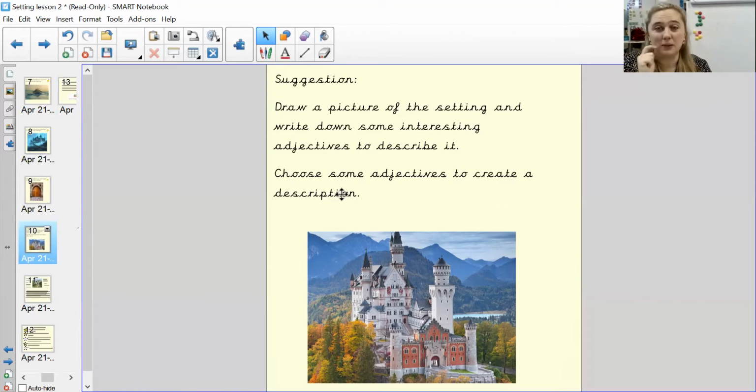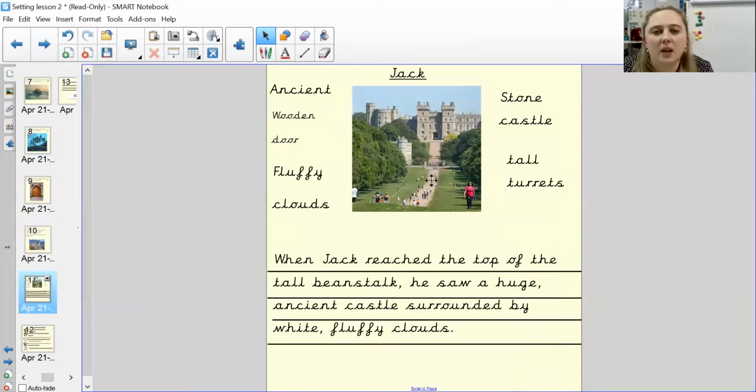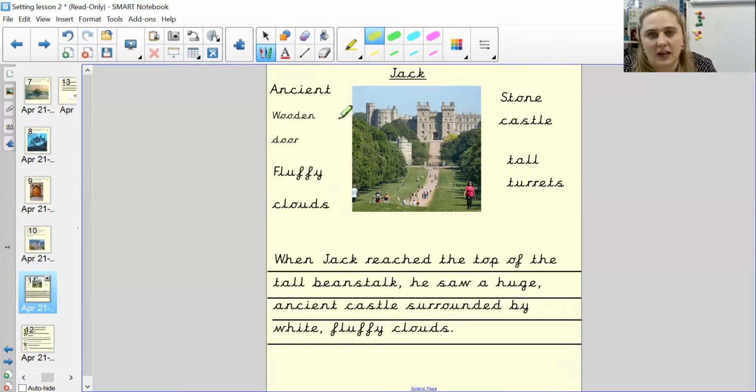Your picture needs to be detailed, okay? And then I would like you to use some adjectives to describe it, okay? So let me show you, and then we're going to write a sentence after that, okay? So I've used Windsor Castle for my castle, but you're going to draw a castle in the middle just there, okay?